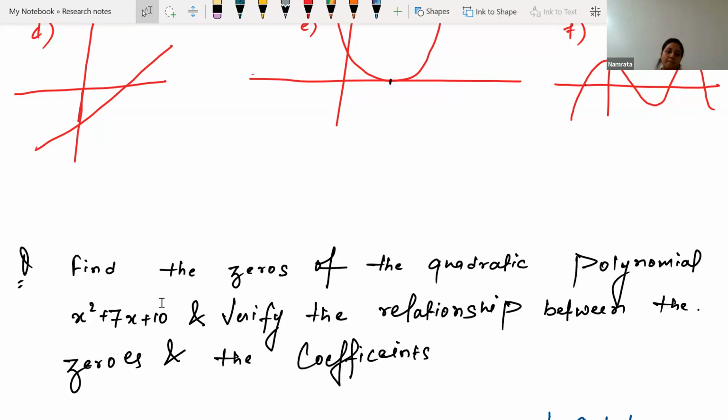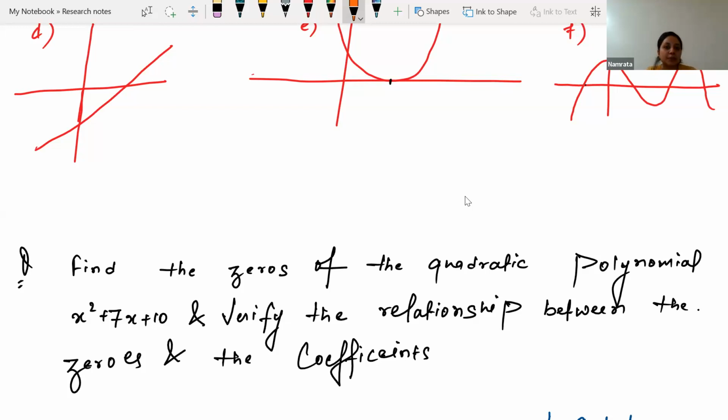Yes. Once we split the middle term, we will get alpha and beta. Then the sum of zeros, alpha plus beta, gives minus b upon a. First we can find the values of a, b, and c, and from there we can calculate the relationship between the coefficients. Yeah, perfect. So let's split the middle term and let me know what you are getting.